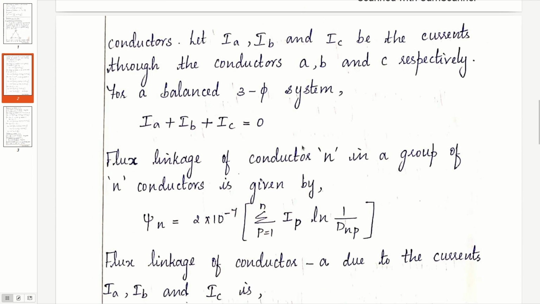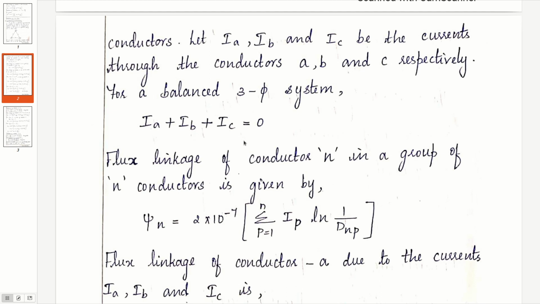Let IA, IB and IC be the currents through the three conductors A, B, C respectively. For a balanced three-phase system, the sum of the three currents will be equal to 0: IA plus IB plus IC is equal to 0.